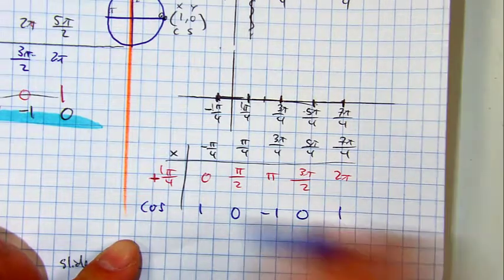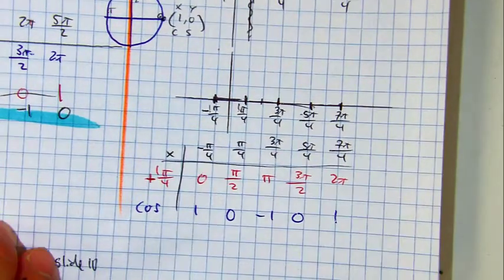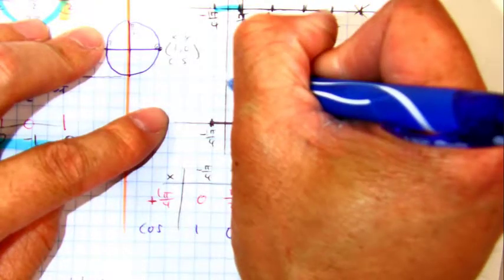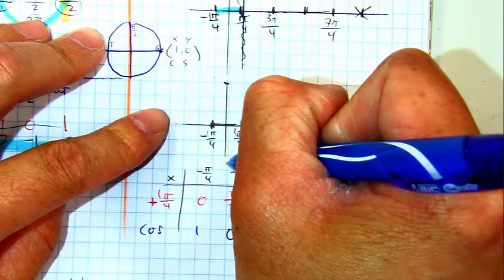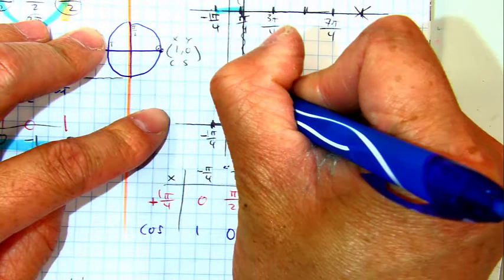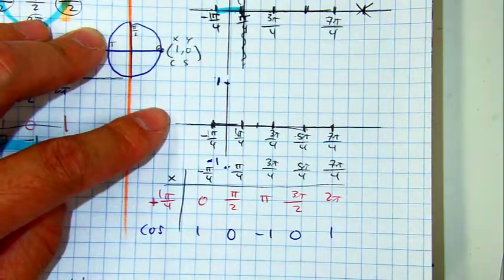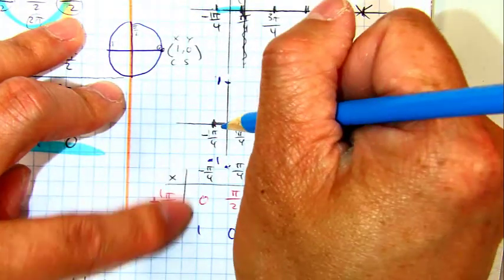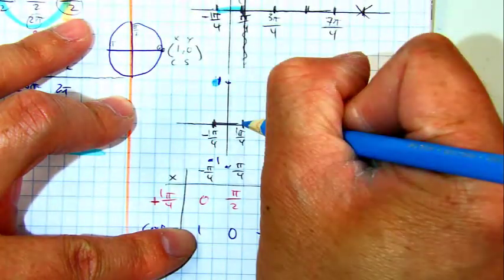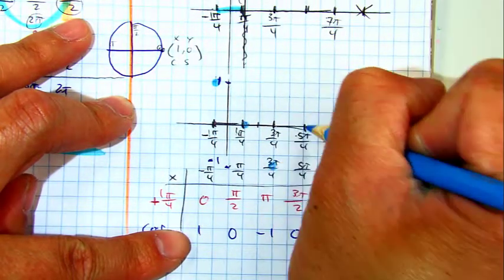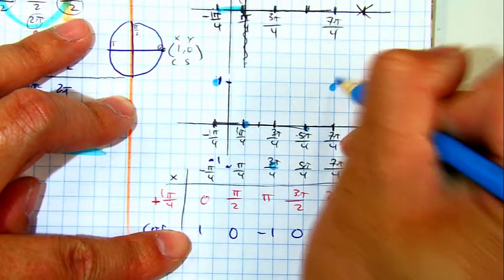That's the same pattern, right? And then you just lay off a certain amount. 1 and negative 1. So then I have 1, 0, negative 1, 0, and 1.